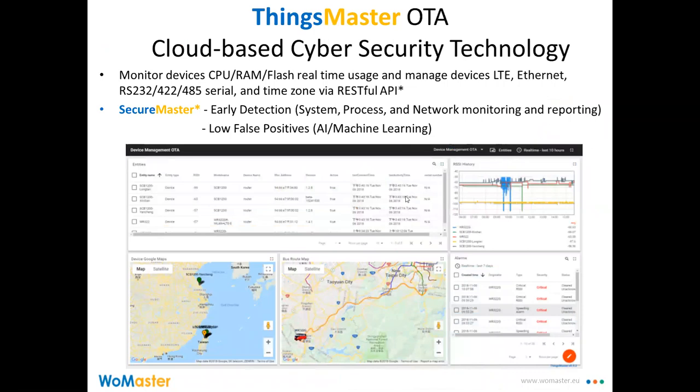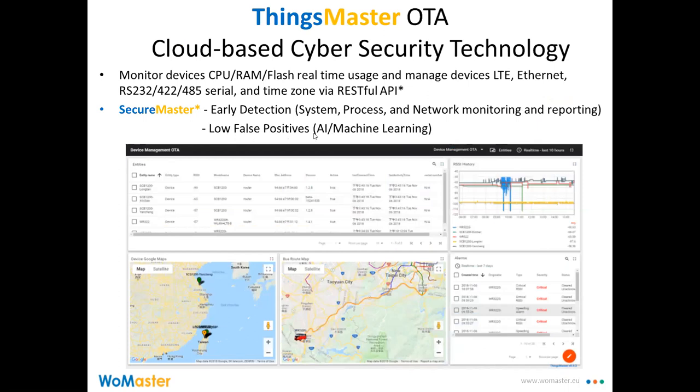First of all, the protection is by using the cloud-based cybersecurity technology. This is a very important technology because if we have any cyber attack, it is very important to know the real-time CPU, RAM, and also more information on the system process and monitoring reporting. Then we can have early detection of cyber attack. This is a very important cloud-based cybersecurity technology. And then we apply AI and machine learning technology in the OTA, which helps us have a low false positive rate.